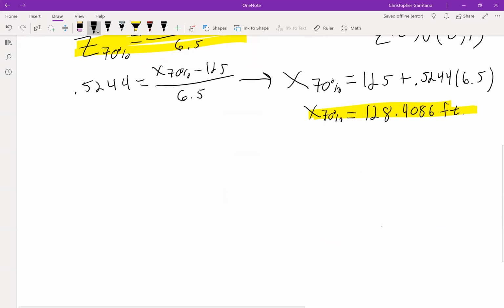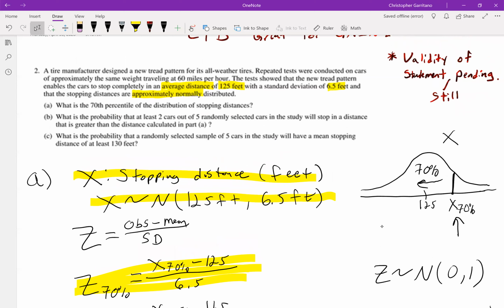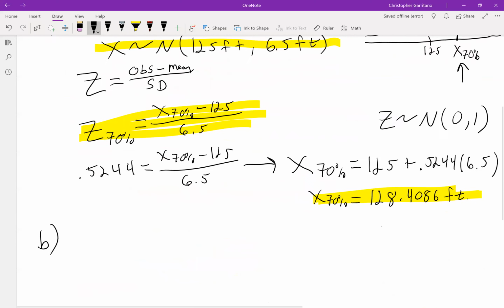All right, part B. So now we're diving into this population, and it looks like we're randomly selecting 5 cars. And we want to know, what is the probability that at least 2 of 5 randomly selected cars in the study will stop at a distance that is greater than the distance calculated in part A? This is a sneaky way of basically asking you to calculate the probability of at least 2 successes in 5 trials. In other words, this is a binomial distribution.